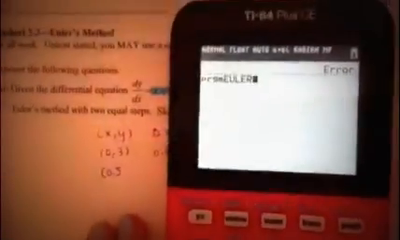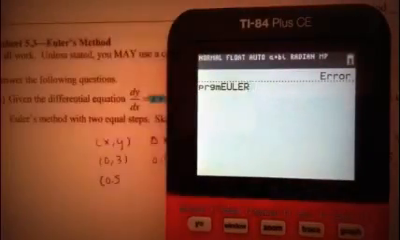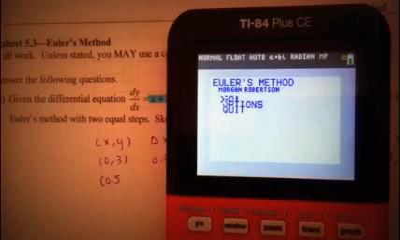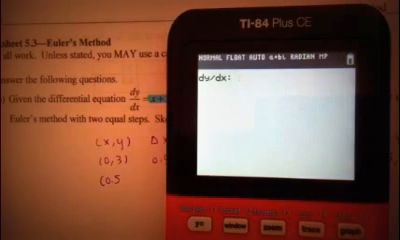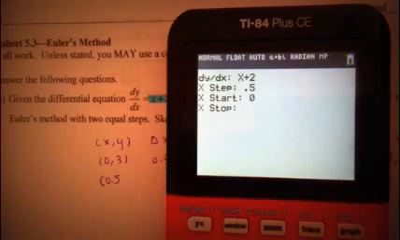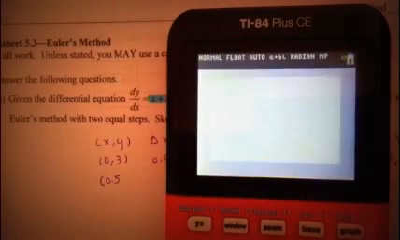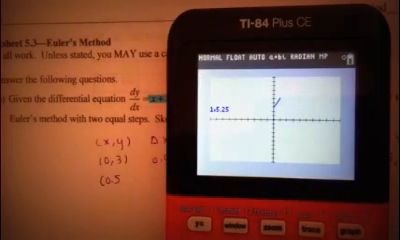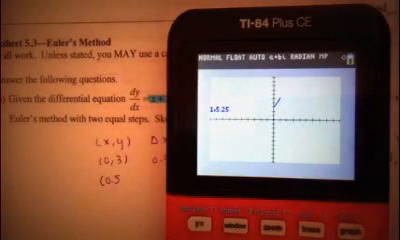Now for the calculator. I have a TI-84 Plus CE, and I downloaded this Euler method program, which is very useful. All you have to do is give your dy/dx, which is x plus 2, your x step, which we identified as the change in x, your initial condition, your end condition, and your initial y value. It not only graphs it for you, but it tells you what the approximation is.